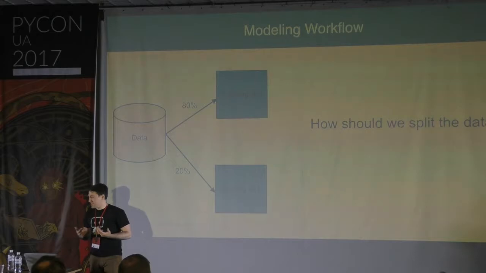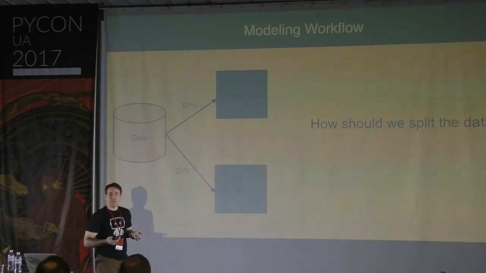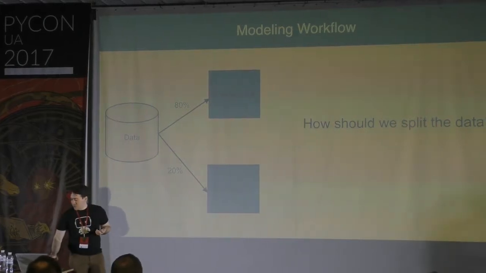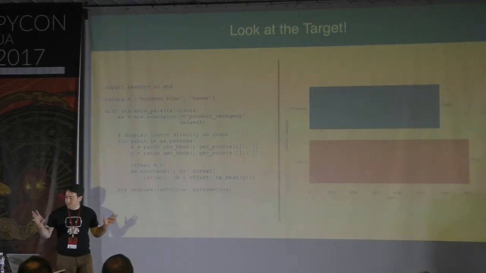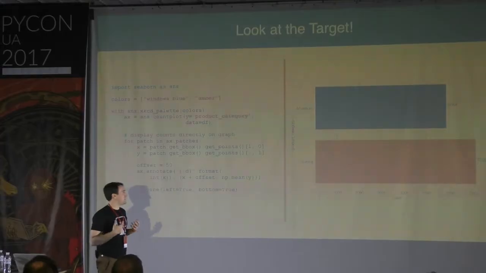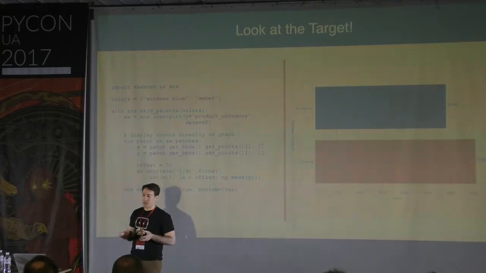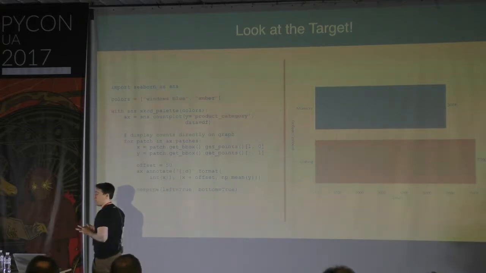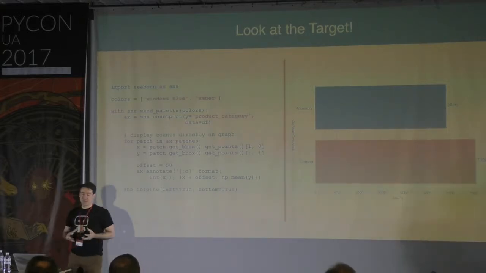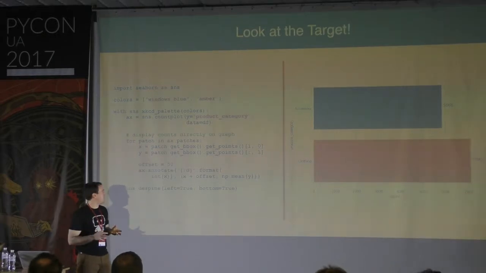So the first step you might ask is, how do we even split it up in the first place? And you should always just look at your target. Again, we just visualize right away. And here I'm using a library called Seaborn, which is built on top of Matplotlib, a wonderful library for plotting. This is just a layer on top of it that makes it very easy to make simple plots.